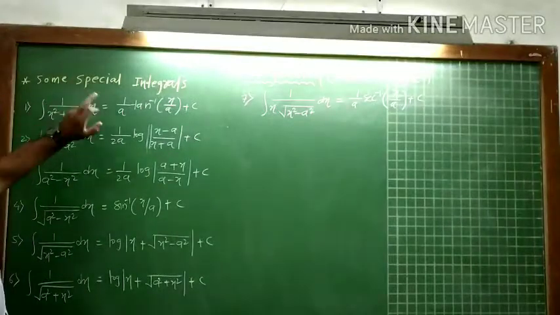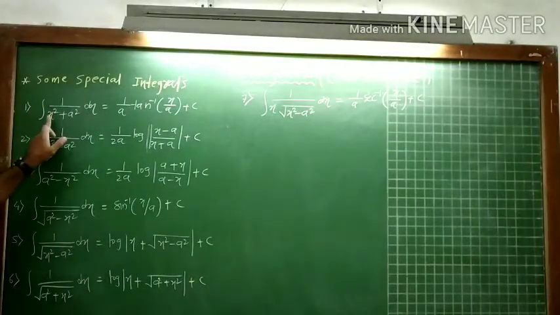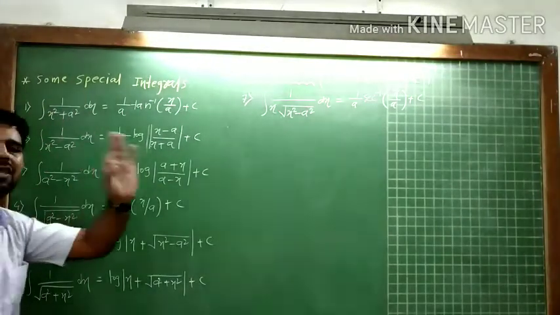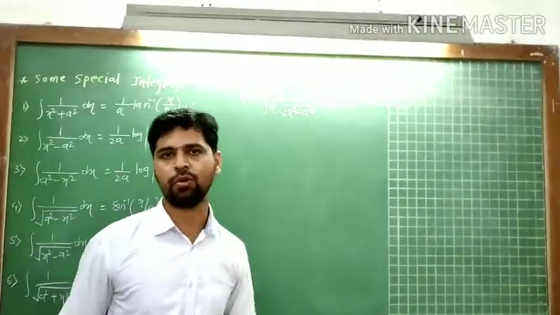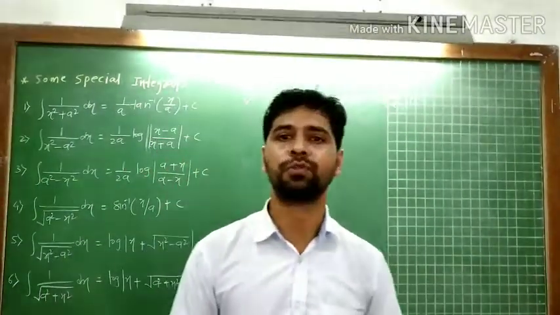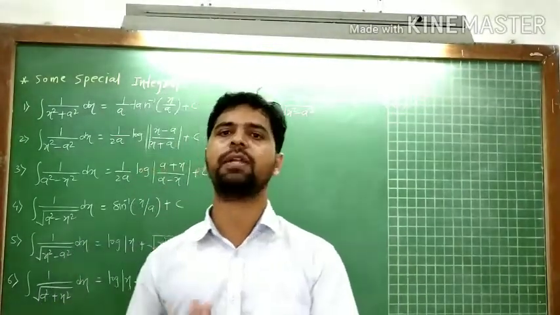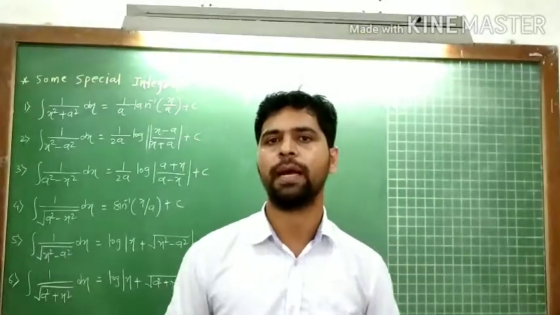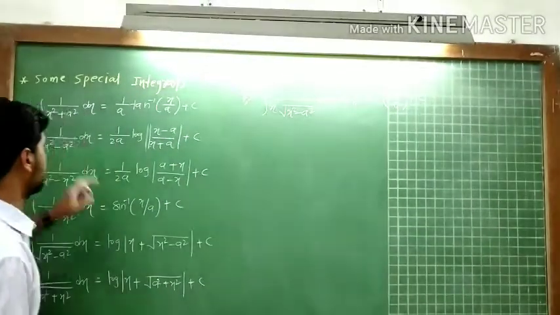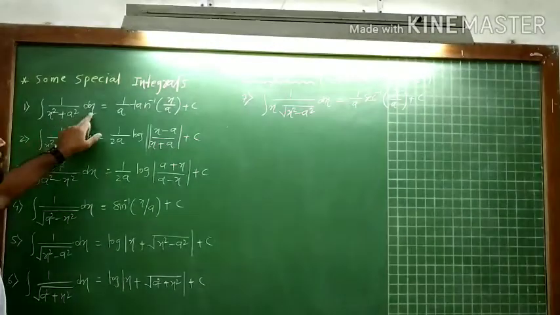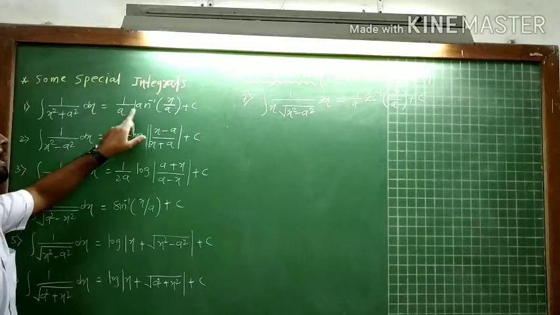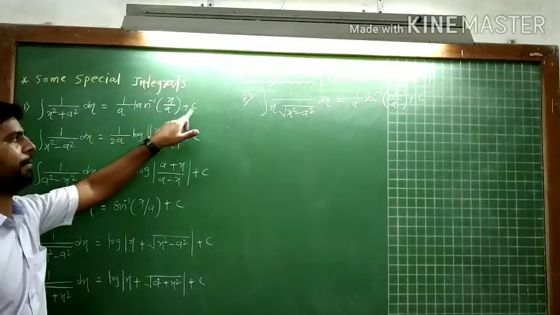Some special integral. The first integration is 1 upon x square plus a square. Now what is a here? A will be any constant number which is given in square form. If it is not given in square form, then we have to convert that into square form, and then what will be the integration? The integration of 1 upon x square plus a square is 1 by a tan inverse x by a plus c.